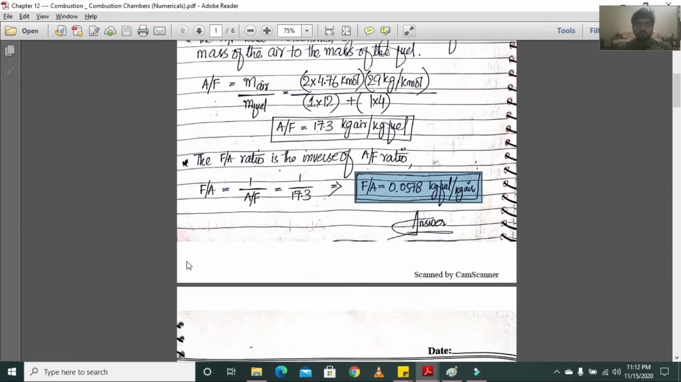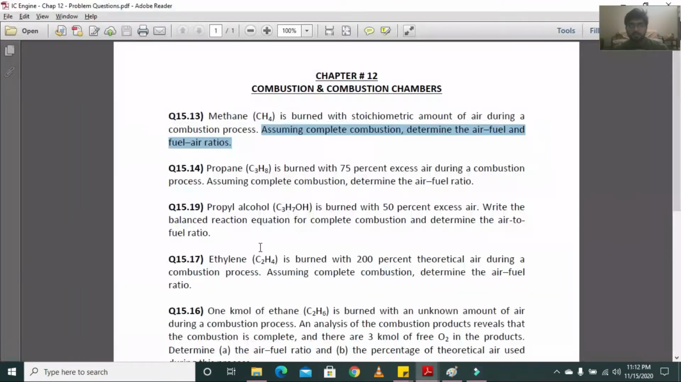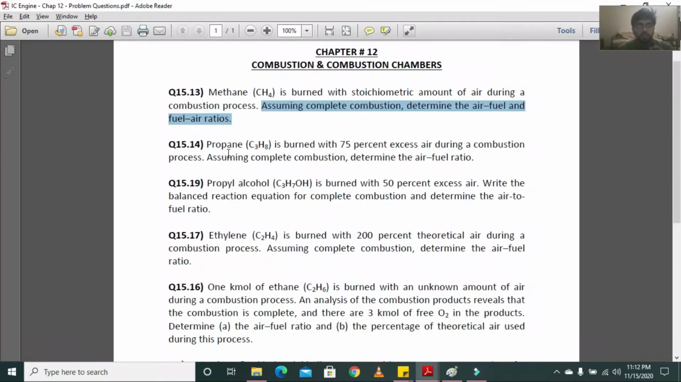Now moving forward, next we have question number 15.4, and here you can see we have burnt propane, but here the propane is burned with 75% excess air.